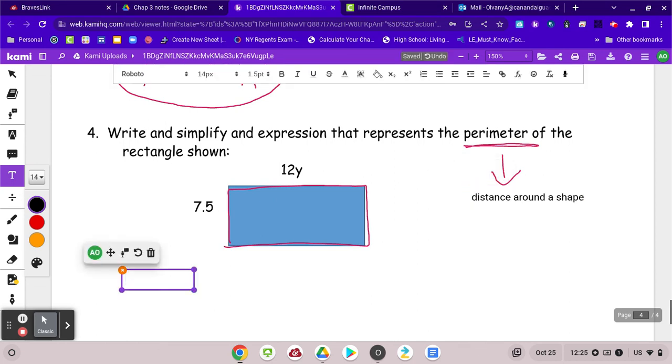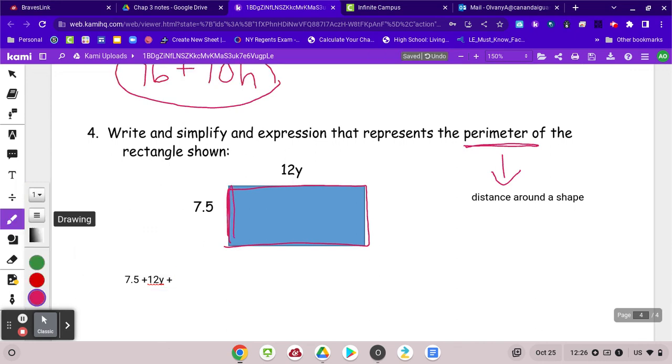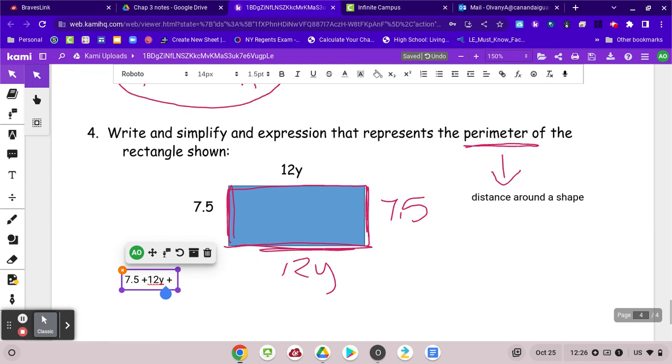All right, so I'm going to have 7.5 plus 12y plus, the other side is not labeled, but we know in a rectangle that opposite sides are the same. So this side is 7.5 and this side is 12y. So I have to do that again. Go in here, plus 7.5 plus 12y.